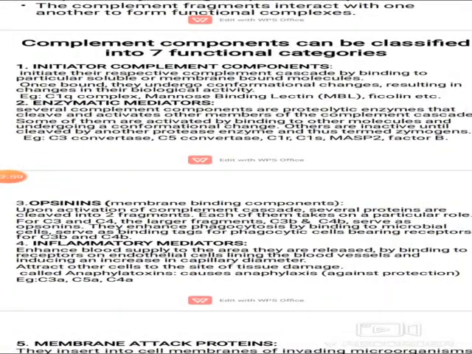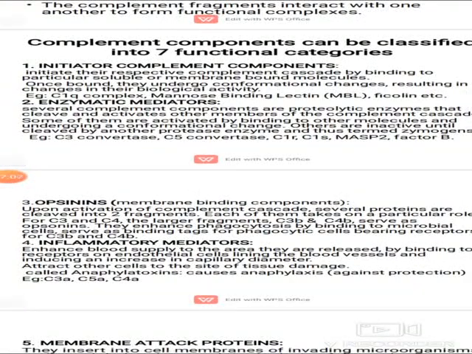The next category is enzymatic mediators. Several complement components are proteolytic enzymes that cleave and activate other members of the complement cascades. Some of them are activated by binding to another molecule and undergoing a conformational change. Others are inactive until cleaved by another protease enzyme and are thus termed zymogens. Examples: C3 convertase, C5 convertase, C1r, C1s, MASP2, factor B.